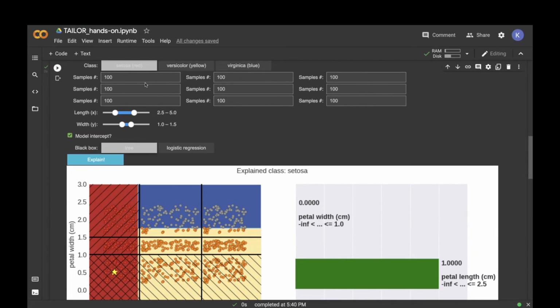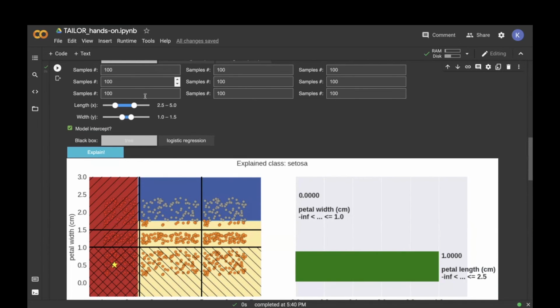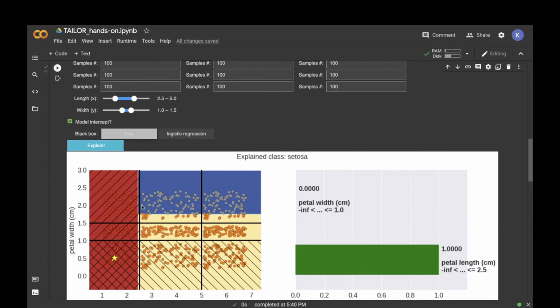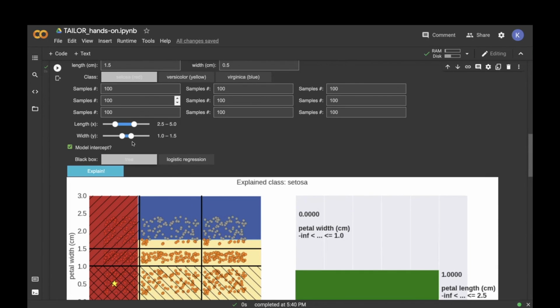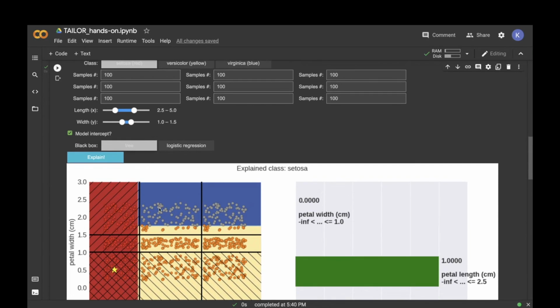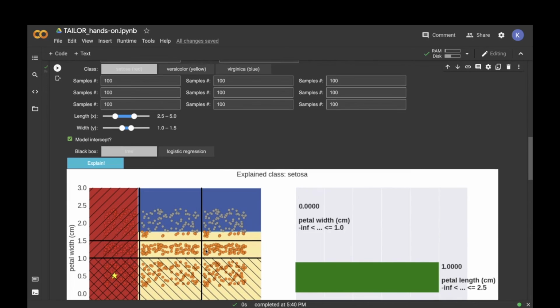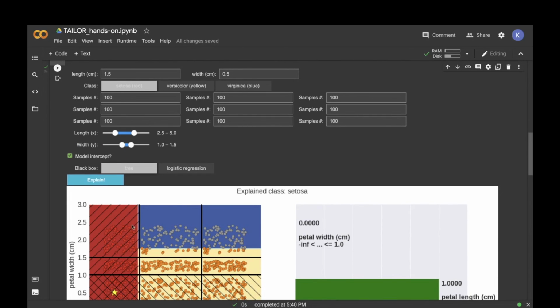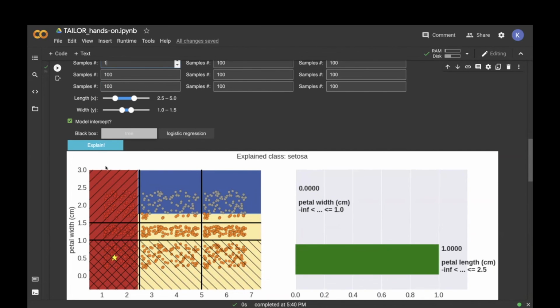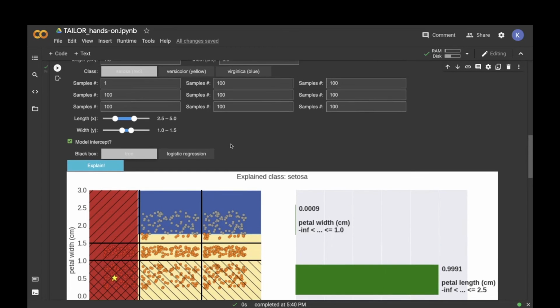Then you can control the number of samples in each hyperrectangle. This corresponds one-to-one with the location of hyperrectangles in this image. So what this 100 is here, then this 100 is here, this 100 is here, etc. For example, if I change this to 1, you will see that the top left gets only 1 point now sampled. And it's here, if you can notice it.